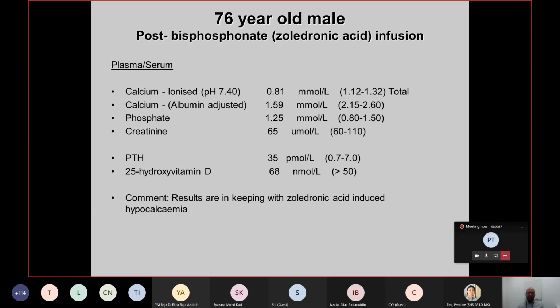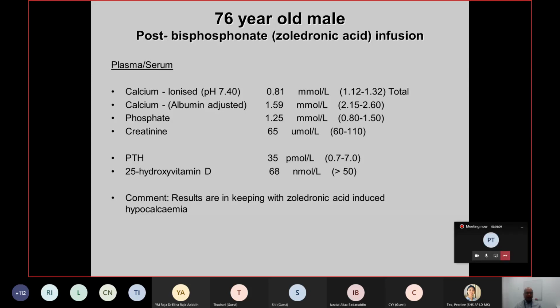The next case is a 76-year-old male who was treated with zoledronic acid. Zoledronic acid is an anti-resorptive drug which is used mainly for treatment of osteoporosis, which is also used for treating hypercalcemia of malignancy, and in this country Paget's disease. But basically, zoledronic acid is an anti-resorptive agent. It acts on osteoclasts to stop them resorbing bone.